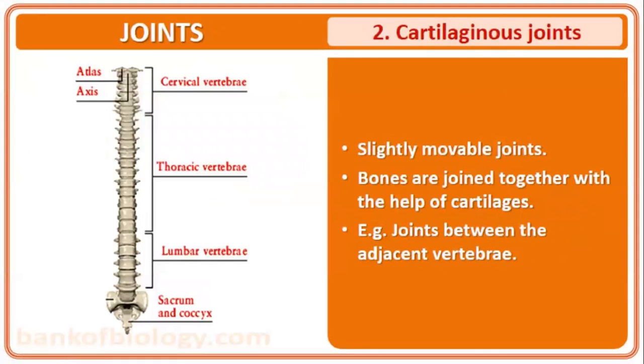Second one is the cartilaginous joint. They are slightly movable joints. The bones are joined together with the help of cartilage. Example, joints between two adjacent vertebrae is an example for a cartilaginous joint or partially movable joint. Clear? Give me hearts on the screen, guys.